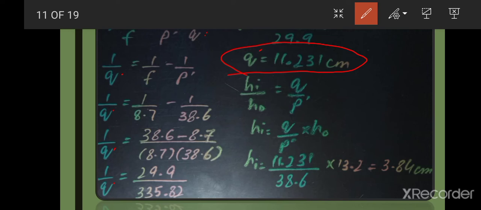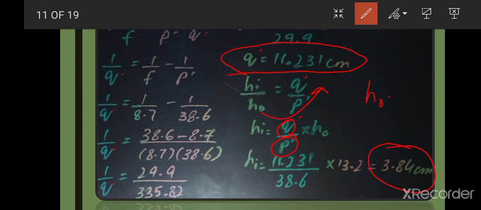Now you have to find out the height. Take h naught to the other side, it will be multiplied, and putting the new values of q dash and p dash, you will get 3.84 centimeters. Now you can again compare the heights.